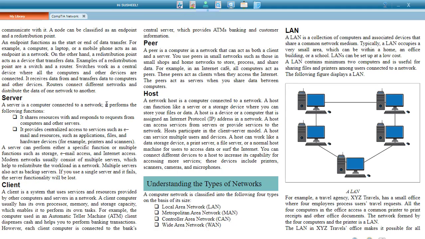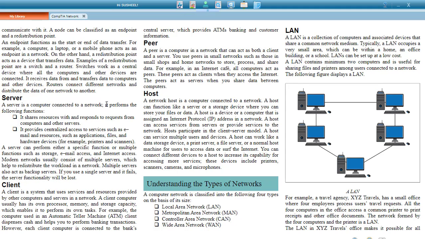Client. A client is a system that uses services and resources provided by other computers and servers in a network. A client computer usually has its own processor, memory, and storage capacity, which enables it to perform its own tasks. For example, the computer used in an automatic teller machine (ATM) client dispenses cash and helps you to perform banking transactions. However, each client computer is connected to the bank's central server, which provides the ATM's banking and customer information.